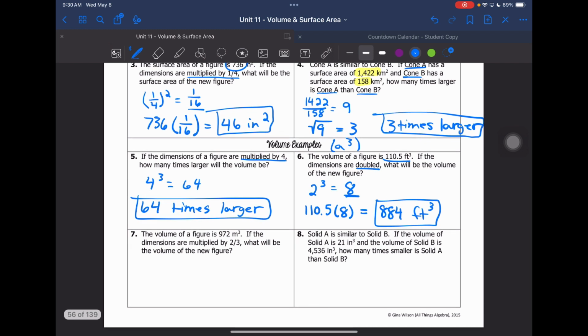Number 7 says the volume of a figure is 972 meters cubed. If the dimensions are multiplied by 2 over 3, what would be the volume of the new figure? So we're multiplying by 2 over 3, so let's take that and cube that. It's like you're cubing each of the numbers. So 2 cubed is 8, and 3 cubed is 27. And we're going to multiply this times this: 972 times 8 over 27. Your calculator can find the answer for that. That would be 288 meters cubed.